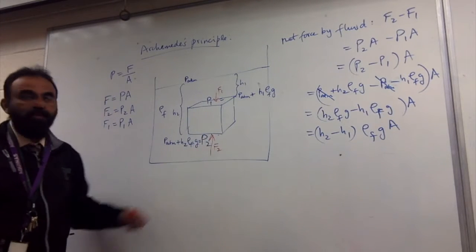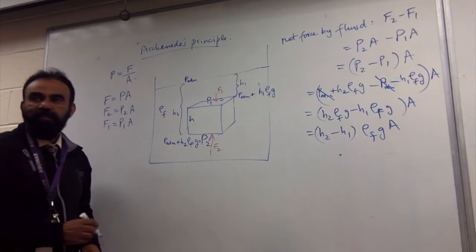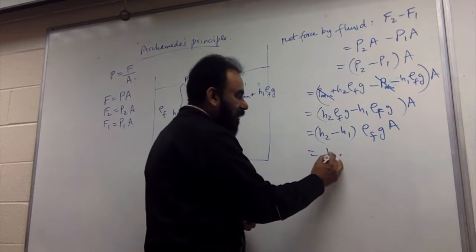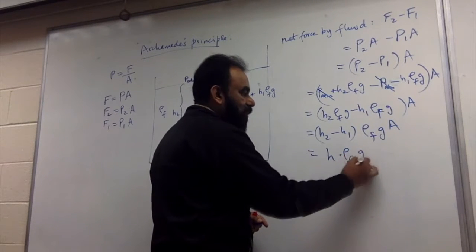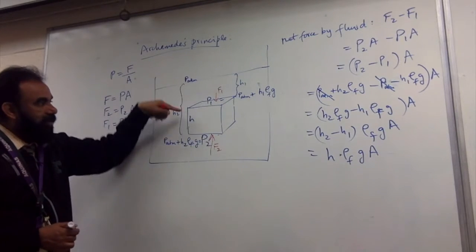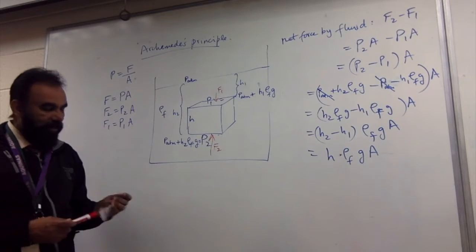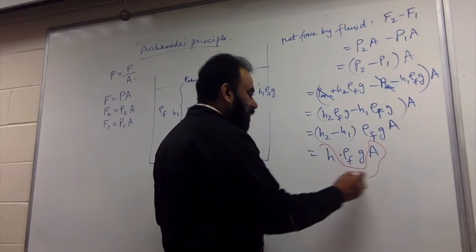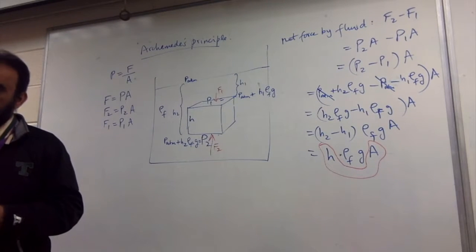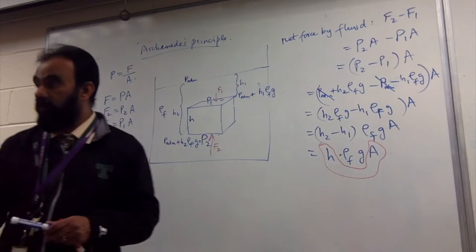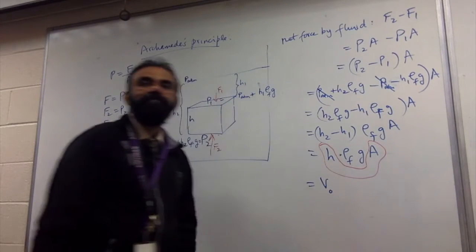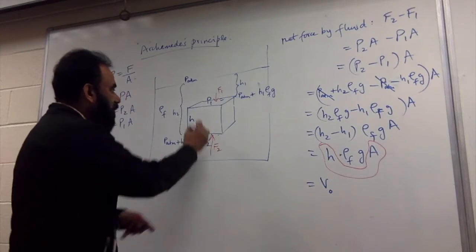Okay, what is H2 minus H1? Isn't that the height of the block? H2 minus H1 is the height of the block. So it's the height of the block times rho F times G times area. Now what is the product of height of the block and area? Volume. That's right. That's the volume of the object.